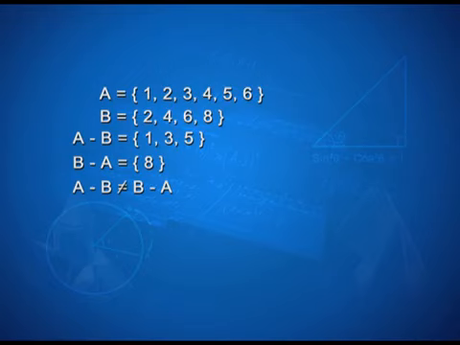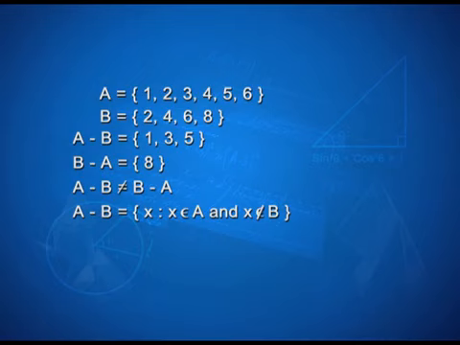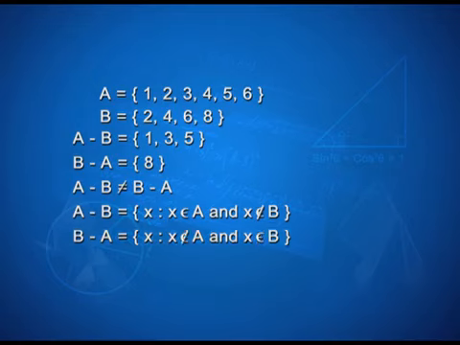Mathematically, we write A minus B as the set of elements X such that X belongs to A and X does not belong to B. Similarly, B minus A will be the set of elements X such that X does not belong to A and X belongs to B. Let us now conclude this session by recapitulating the important points that we had discussed.